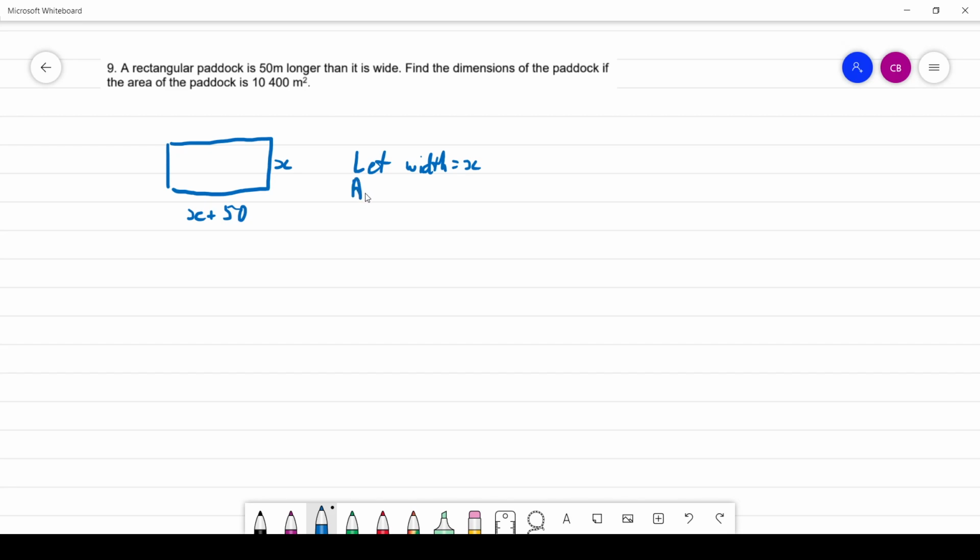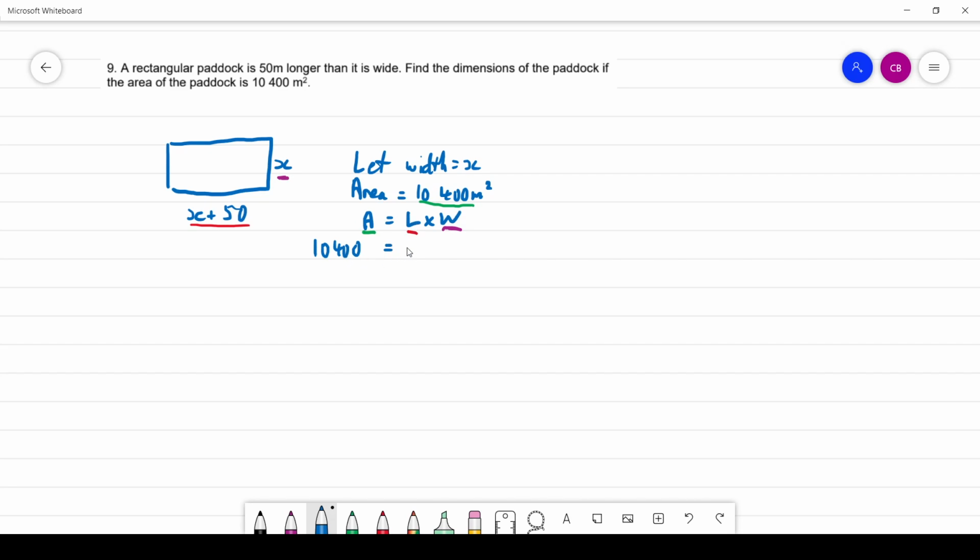So we know the area. The area is equal to 10,400 meters squared. Well, if we're dealing with area and it's a rectangle, let's think about what the area of a rectangle is. That is just length times width. Now we know the area, that's this value here. We know the length, it is x plus 50, and we know the width, which is just x. So we can substitute everything in, and x will be the only thing we don't know. That means we can solve for x.